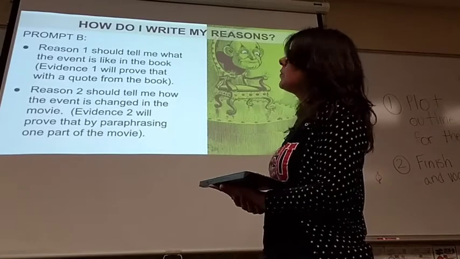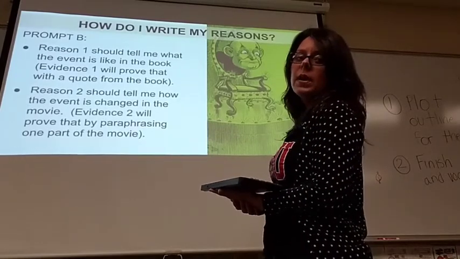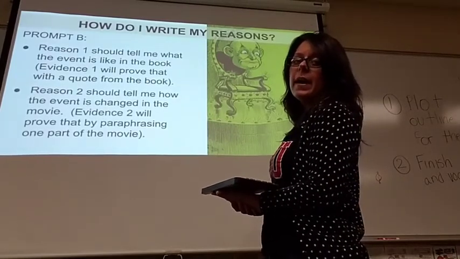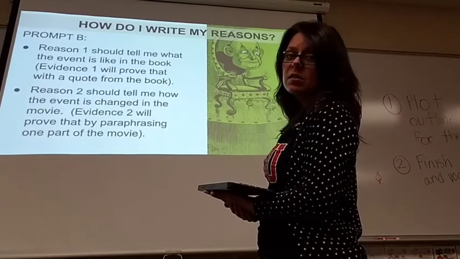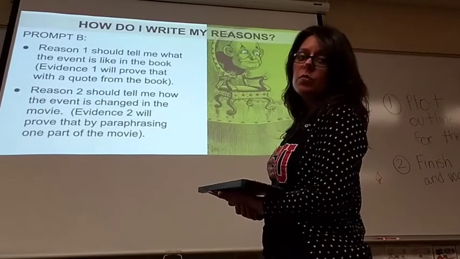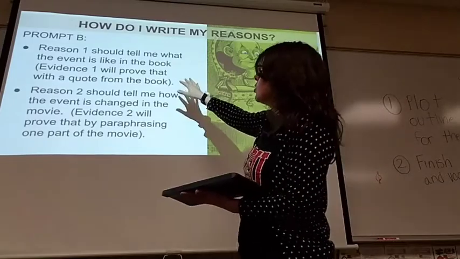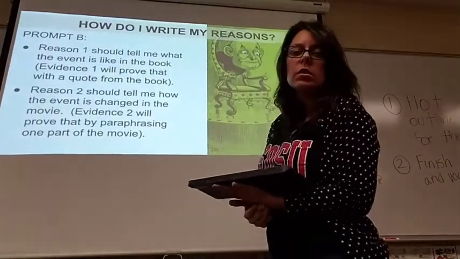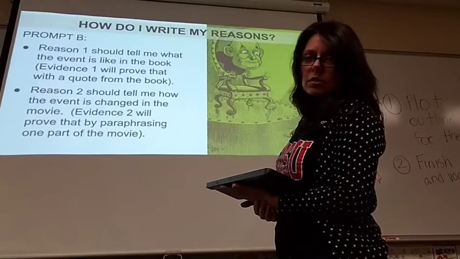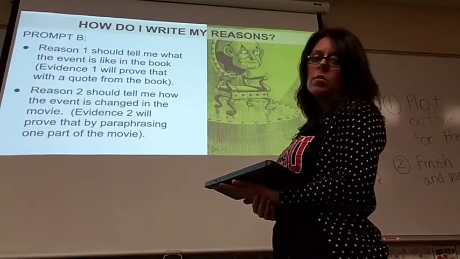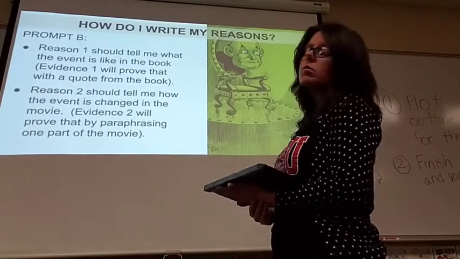Prompt B, if you chose prompt B, that was where you picked an event and you compared and contrasted that one event from the book form to the movie form. How is it different? Your reason 1 is all about the book. What is that event like in the book? Describe it. Use a quote from the book to show it.